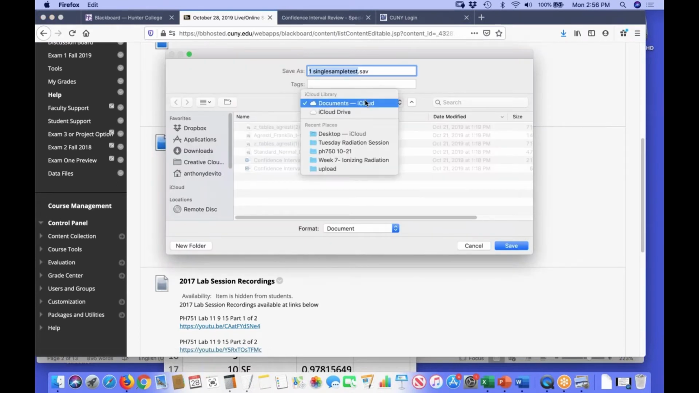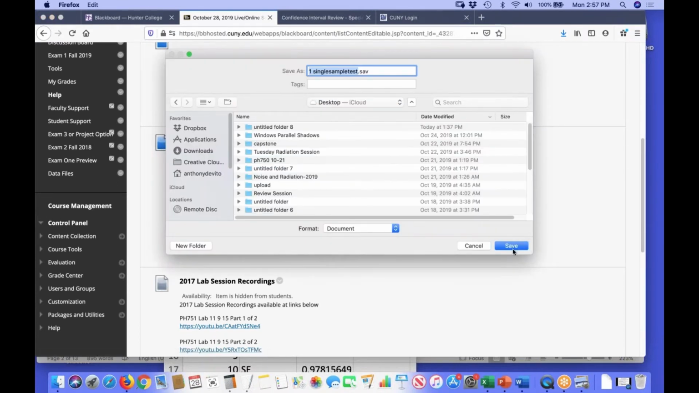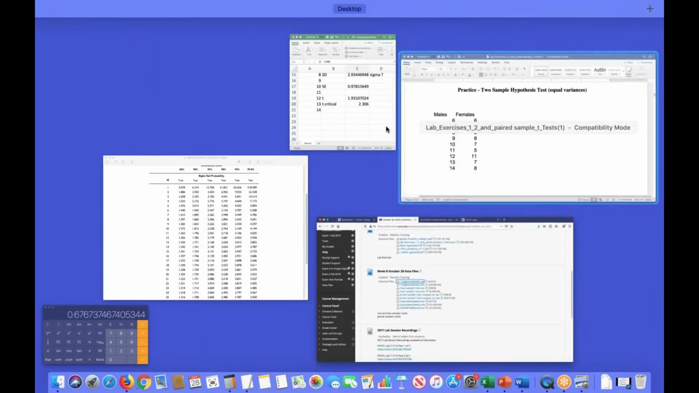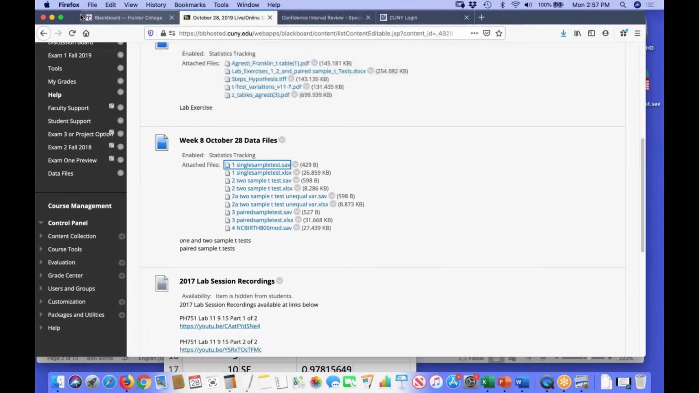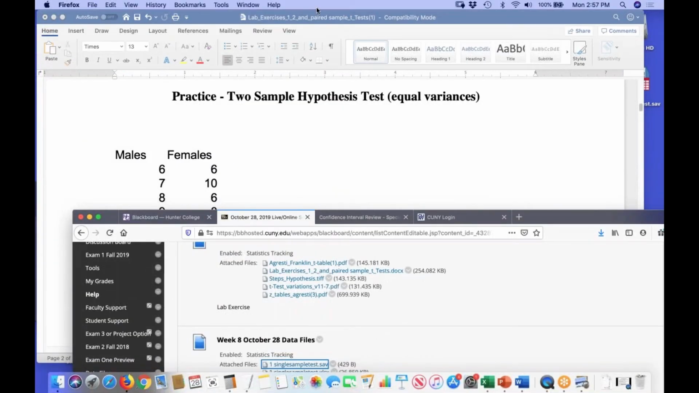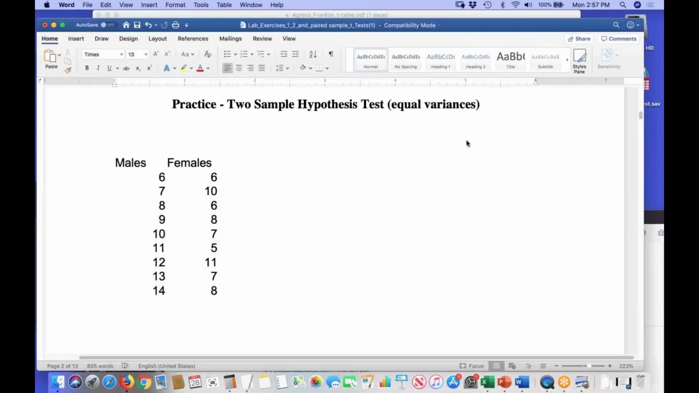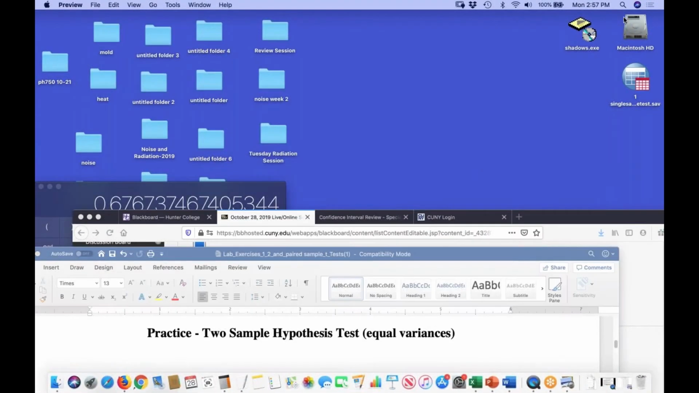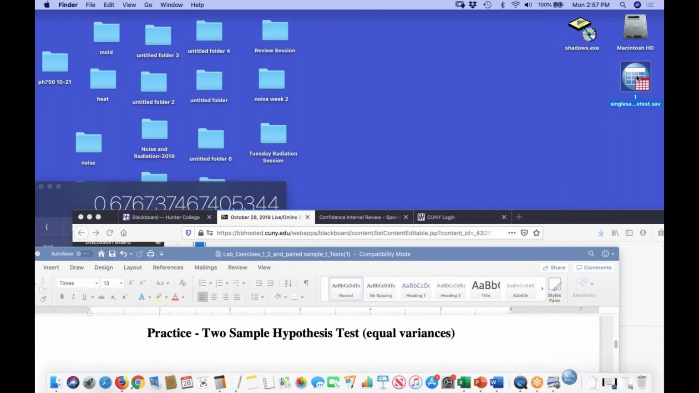Okay, let me go back to the desktop. I'm going to save it to my desktop, and I'm going to go to the desktop. Oops, if I can get to it. Okay. If I can't find this easily. See where it wound up. There it is. I'm going to open that up. You'll see it's the same data that we had before.